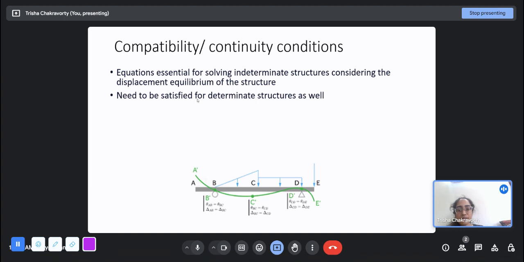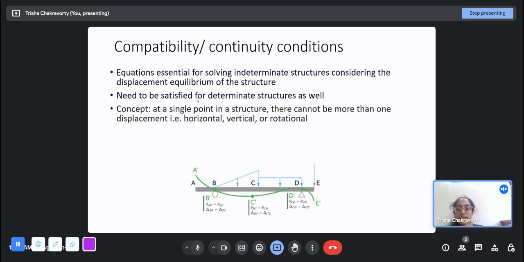They are essential for solving indeterminate structures considering the displacement equilibrium of the structure, and they need to be satisfied for determinate structures as well. The concept is that at a single point in a structure, there cannot be more than one displacement. There is horizontal, vertical, or rotational.